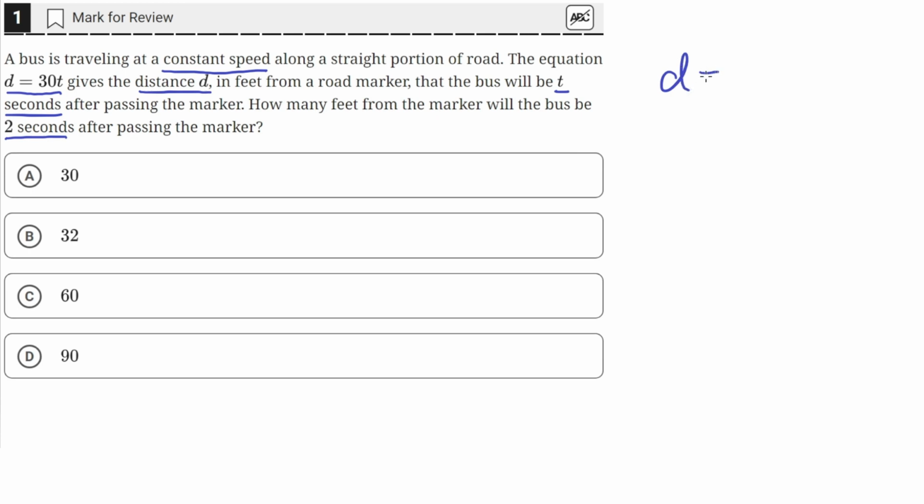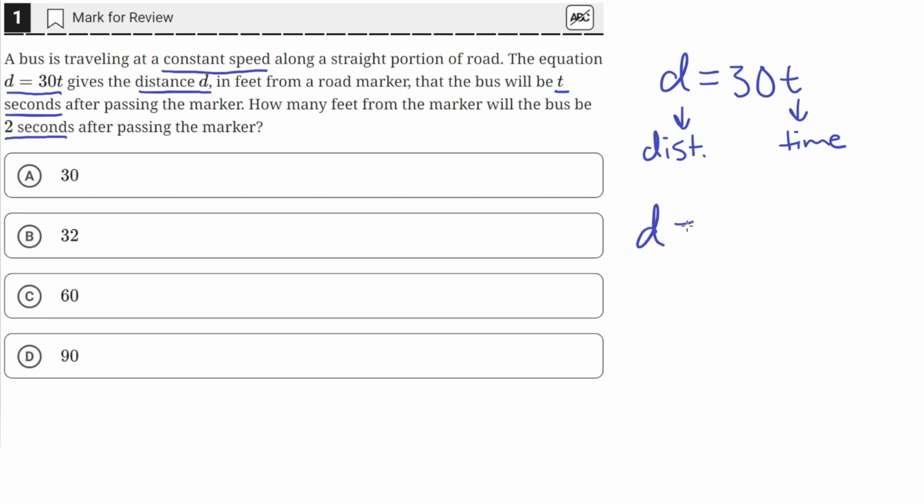So we have this equation, d equals 30t, that gives us the distance as a function of the time. And we need to find out how many feet the bus will travel after 2 seconds when it passes the marker. So we could just use this equation and plug in a value of 2 for the time to find the distance that the bus travels from the marker.